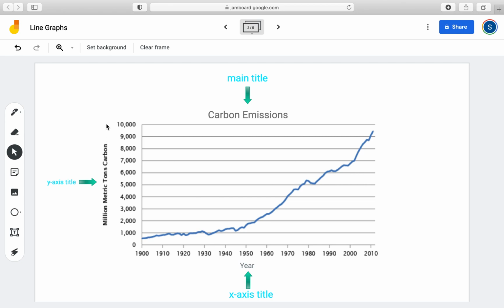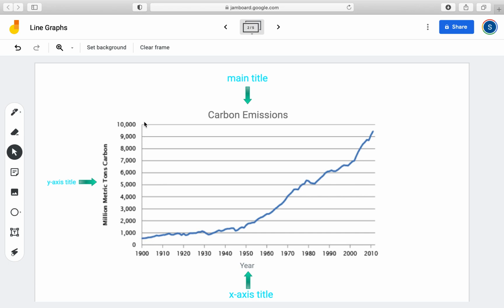The next part to note are the scales. So most graphs come with a scale with the values along the x-axis and y-axis. So here we are showing carbon emissions, and the scale is from year 1900 to 2010. Okay, and each tick is increasing by 10 years. So you have 1900, then 1910, 1920. And then the scale is different on the y-axis. So again, the scale on the x-axis is every 10 years.